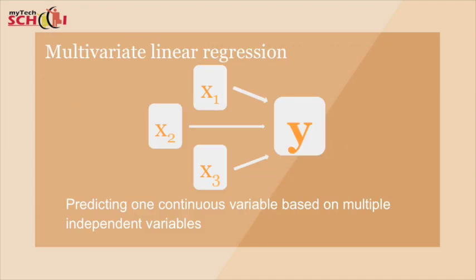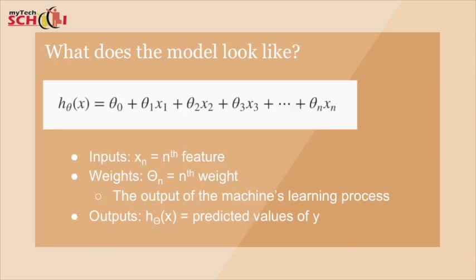So today, for our coding example, we will be using multivariate linear regression. So it's basically just a model that could predict one continuous variable or real number based on multiple independent variables or attributes. So this is what the model looks like.